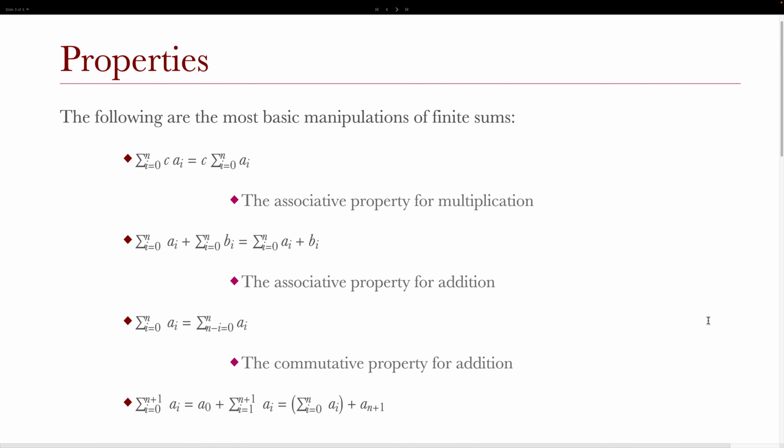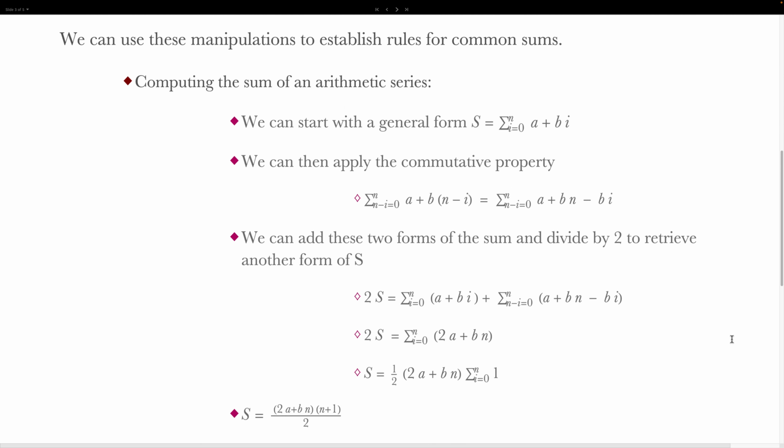Overall, what this last manipulation is doing is just changing the bounds of the summation and then taking the last or first element out of it. From here, we can use these manipulations to establish rules for common sums.